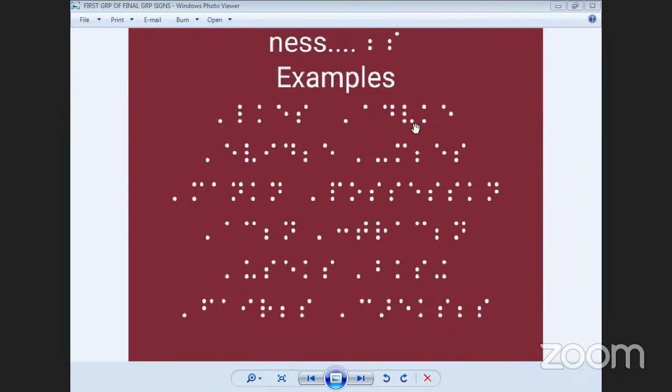What about the second word? Advance. The second word is advance, very true. Dot 6, meaning capital letter A, then D, V, then we have dot 46E, and so the word is advance.